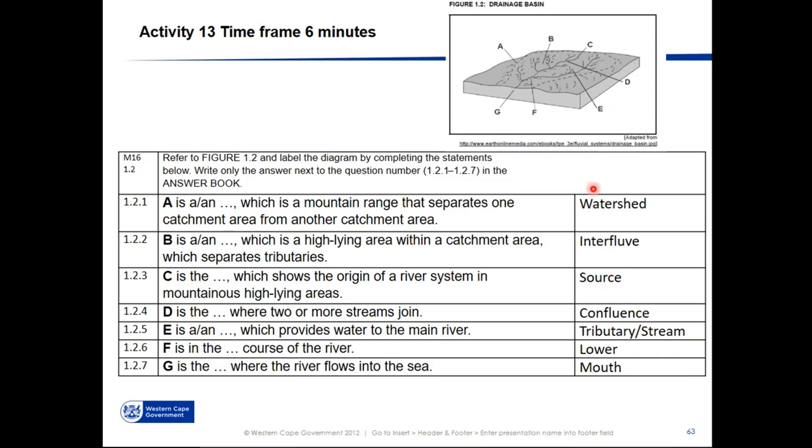Then we're going to E, and if you look at the little side streams, that is your tributary, or you can call it a stream. And then F, which is over there, if you look at the river over there, that is very close to the mouth, so that is the lower course of the river, as that one is the upper course, this is the lower course, and then eventually the river runs out into the sea. Okay, everybody got that? Right, so let's move on to our next one.